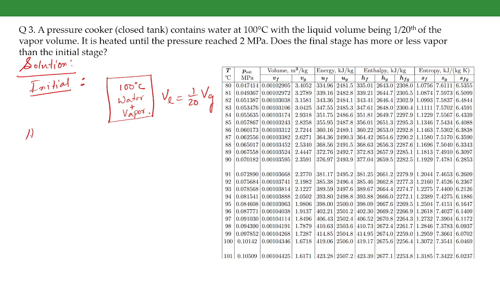Now at 100 degrees Celsius, this is not the dryness fraction, because the dryness fraction is related to the mass, not the volume. So we have to use this data to find the dryness fraction first. At 100 degrees Celsius, the specific volume of the liquid phase is 0.00104346.